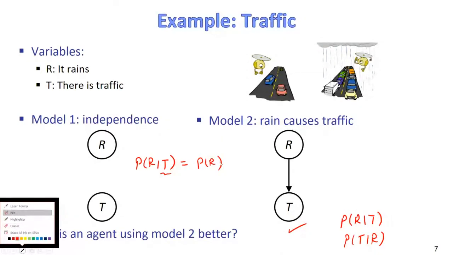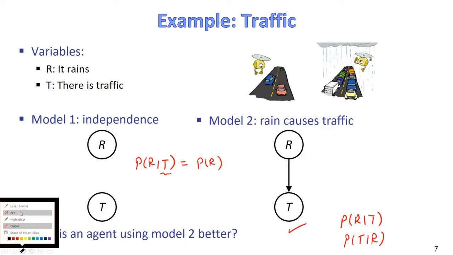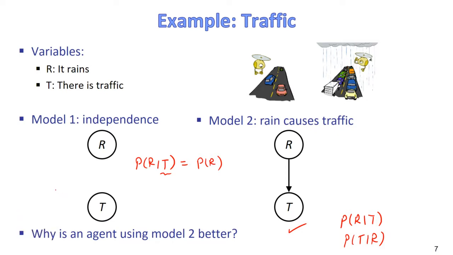But again, these are two possible models in some cases. The point of illustrating this slide is to make you think about the differences in terms of the assumptions that we have, and also in terms of the inference that we can do on these graphical models. Okay, any questions so far?